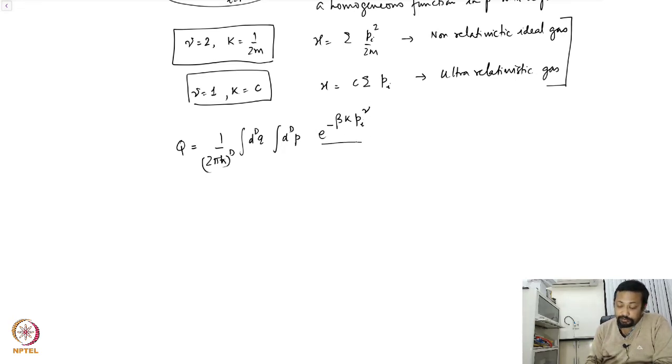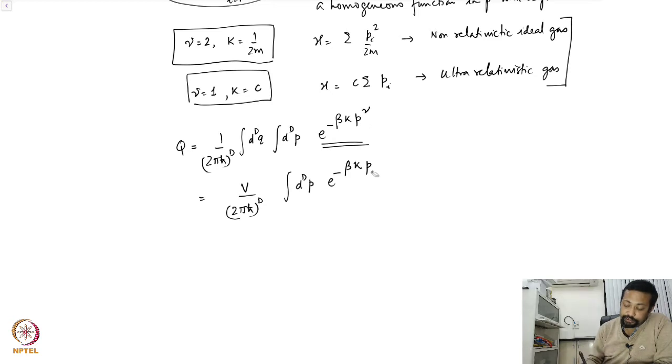This exponential integral does not depend on the coordinates, and therefore we can straightforwardly write this as V over (2 pi h bar) raised to the power d times the integral of d^d p e to the power minus beta kappa |p| to the power nu. We will not put the index i over here anymore because it's just a single particle now. Which is V over (2 pi h bar) to the power d, integral dp p to the power d minus 1, e to the power minus beta kappa p to the power nu.